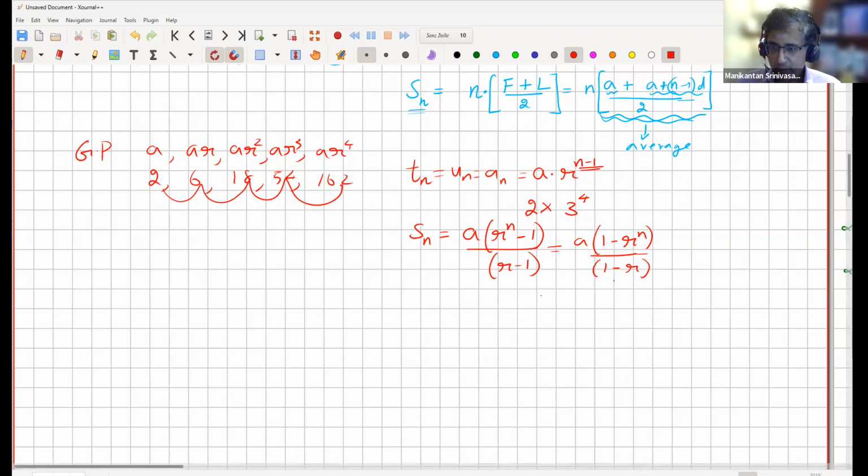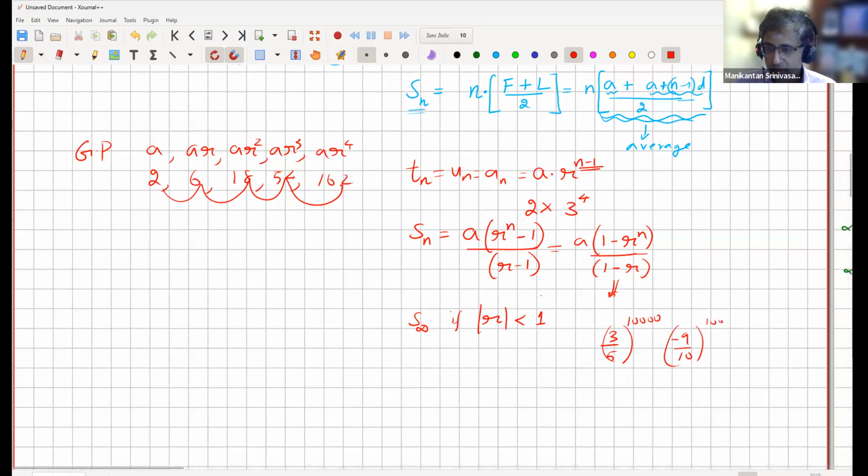And then this particularly is useful when we talk about the sum till infinite terms. In geometric progression alone, we have the sum till infinite terms, if R in magnitude is less than 1. So why does that happen? If you have a fraction like 3 by 5, or even a negative fraction like minus 9 by 10, and you raise it to a large number, let's say 10,000, then this almost approaches 0.